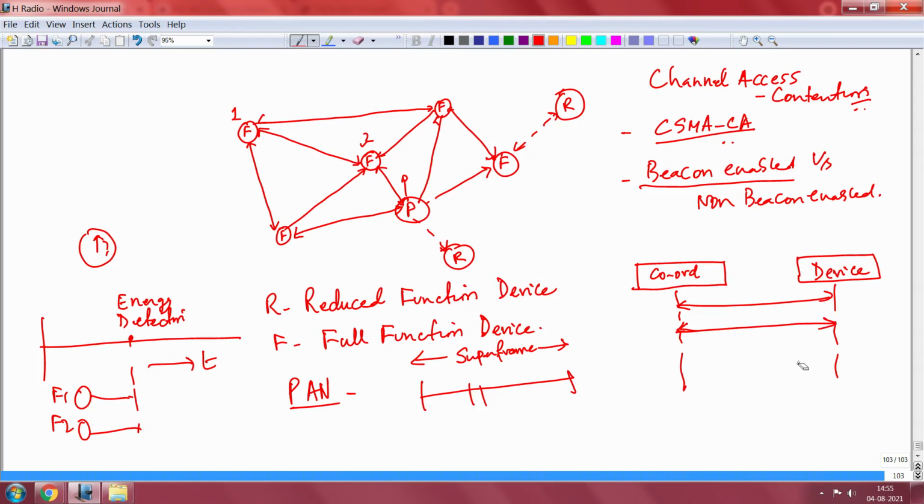If it is successful you will get an acknowledgement, if it is not you know that your data collided with someone else. So, the notion of acknowledgement has now changed, where you have to get an ACK for the data that you took a chance and transmitted. So, this picture is for non-beacon enabled.